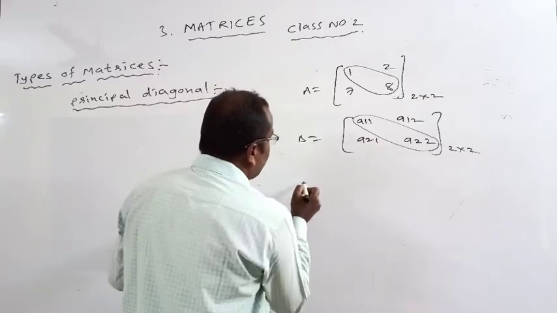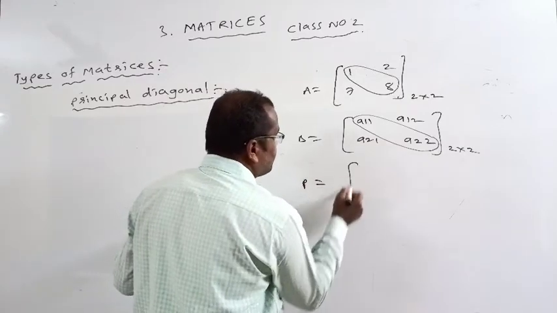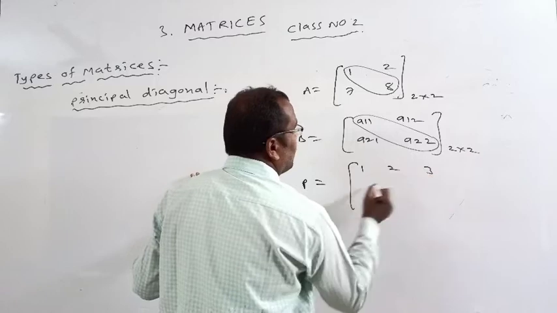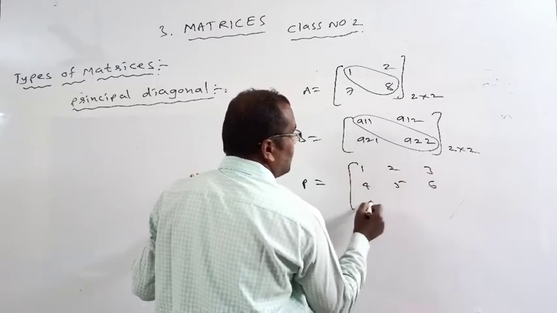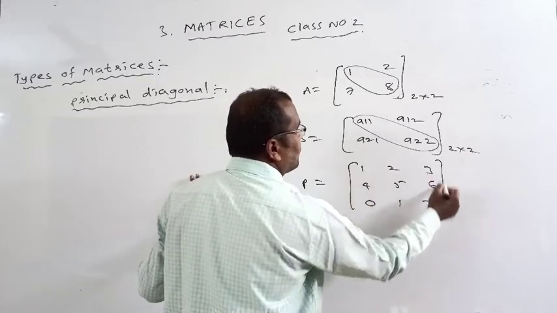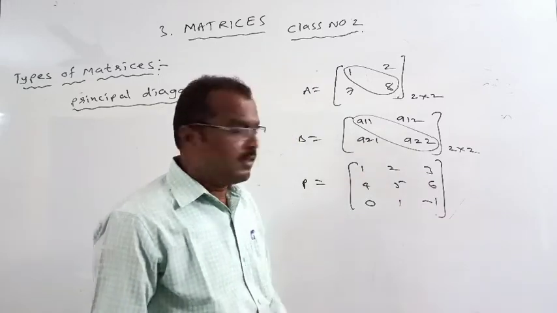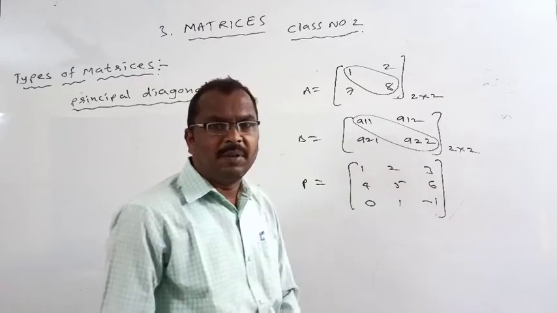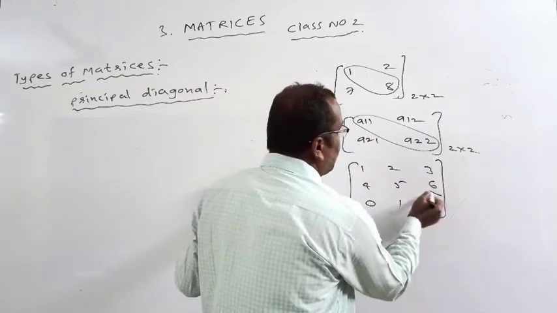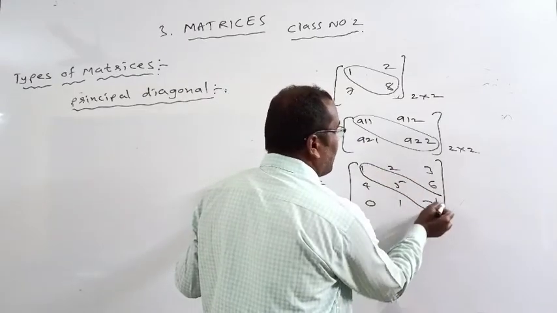Next, matrix P is equal to 1, 2, 3, 4, 5, 6, 0, 1, minus 1. No need to maintain the serial number now. Just you are writing the random numbers. Now this diagonal is said to be principal diagonal.